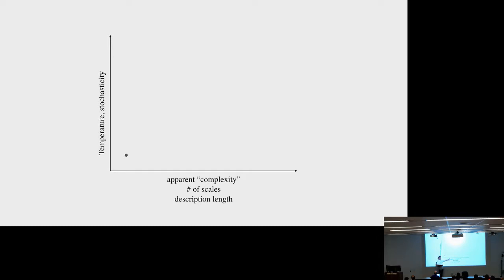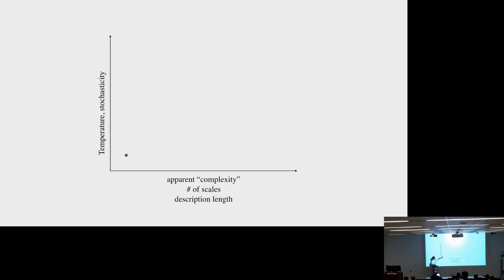This is what we observe. If you want some proxies for complexity, you can think of it as how many different scales do I have in my data, or what is the description length that I need to describe the data. Okay. Those are 2 possibilities. There is more. And so now I can try to navigate in that space.